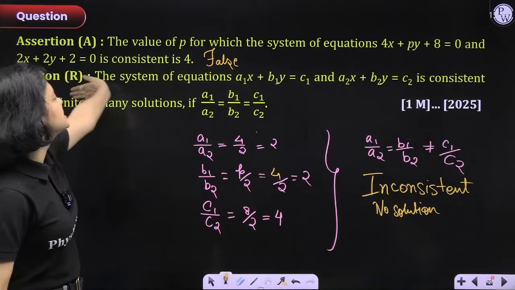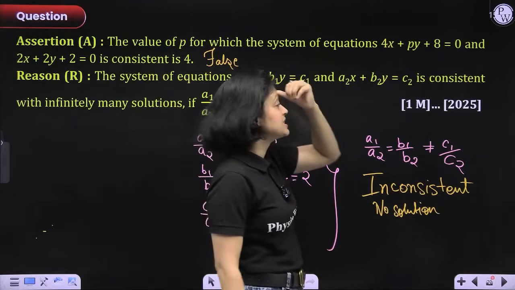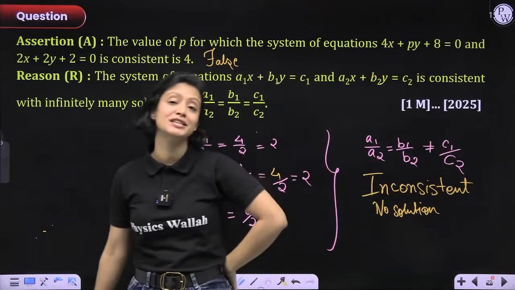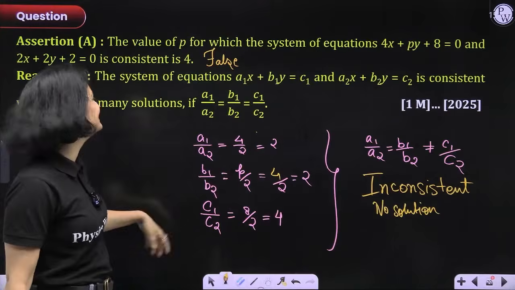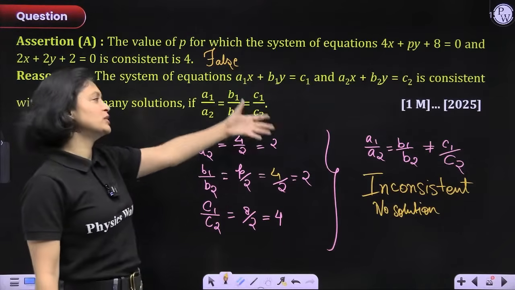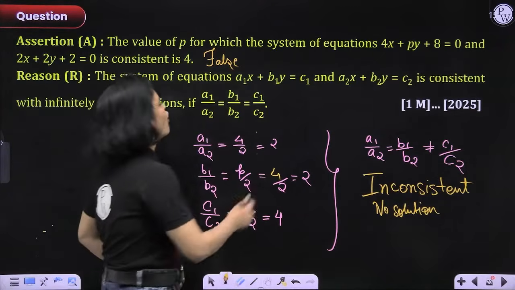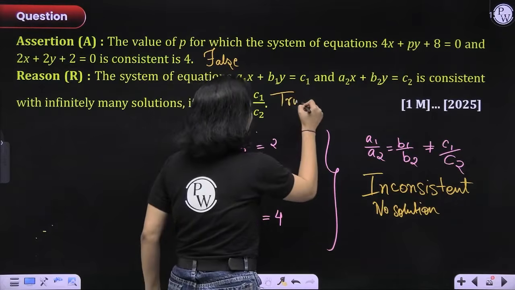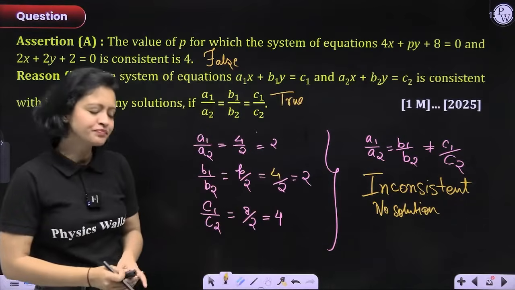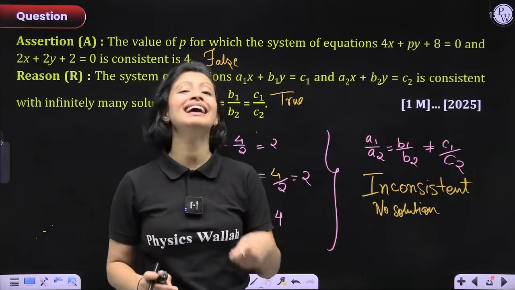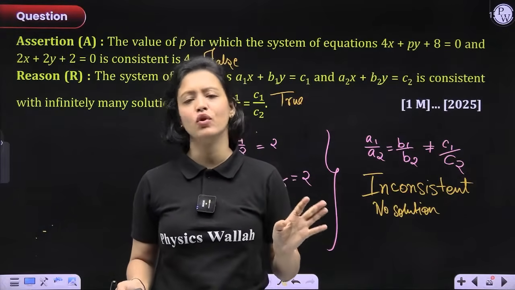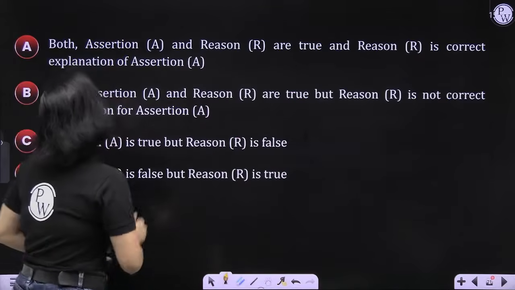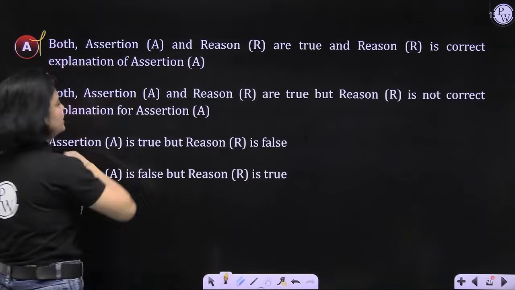So, this says that the system of equations a1x plus b1y plus c1 and a2x plus b2y plus c2 is equal to 0 is consistent with infinitely many solutions if a1 by a2 is equal to b1 by b2 is equal to c1 by c2. Now, individually, obviously, this statement is true. We have studied this, right? So, now, guys, whenever either of the statements becomes false, then clearly, first and second option can never be true.